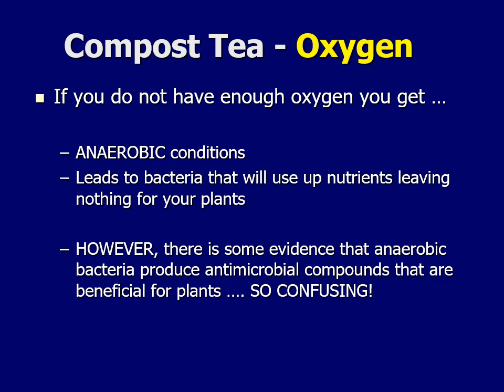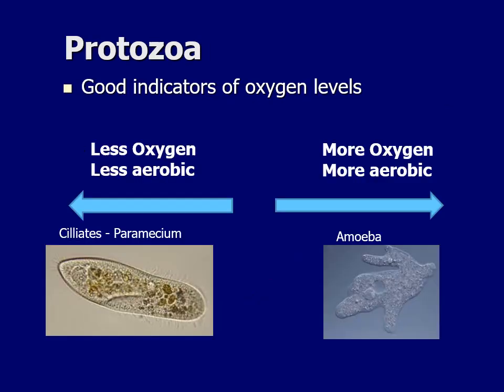With oxygen, obviously we want to avoid anaerobic conditions, because that leads to bacteria that consume the nutrients and then there's nothing left for the plants. Now I know that in some situations you run into things like bokashi, which is a fermenting style composting process. That is complex and we're not going to really get into it too much. But generally speaking, we want to avoid anaerobic conditions. We want lots of oxygen.